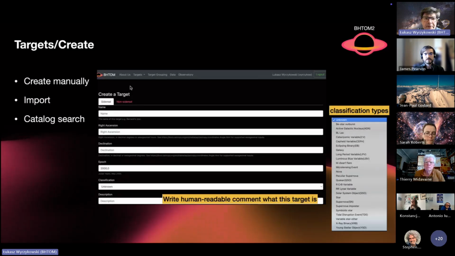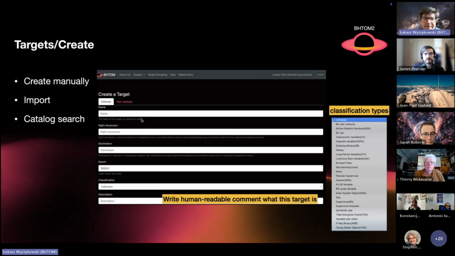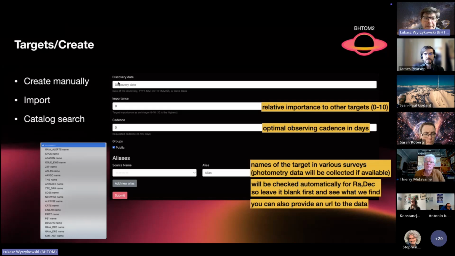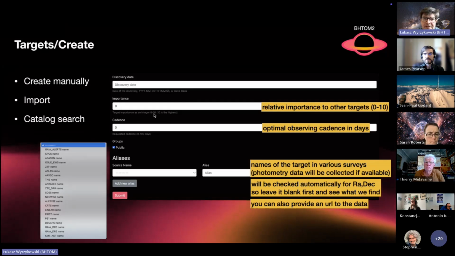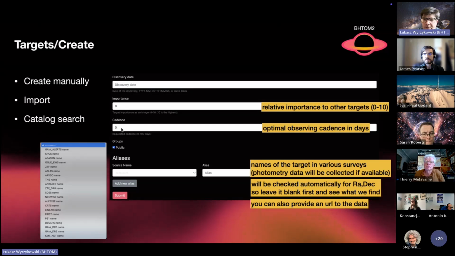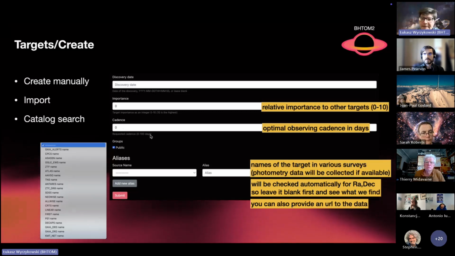So the create target form: you specify the name, the coordinates, the epoch, classification, description, then discovery date, importance between 0 and 10, and the cadence this target needs to be observed with. So, for example, if your target needs to be observed every week, then you say 7 days. So optimal cadence for observations.